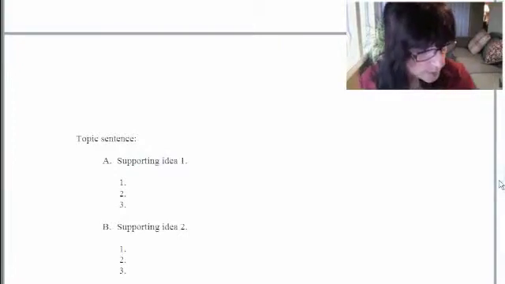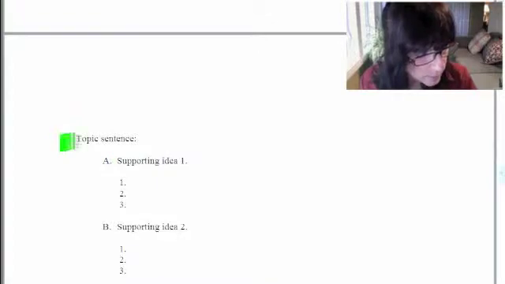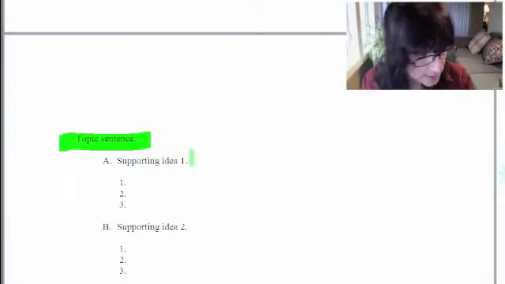But what you would do is, this is an outline for a paragraph. You'd start with a topic sentence. So what are you proving? What's your main idea? What are you proving? And that would be your topic sentence. Then this is your first idea, and then you're going to have 3 points to prove it.